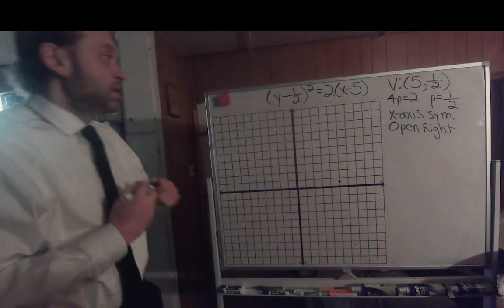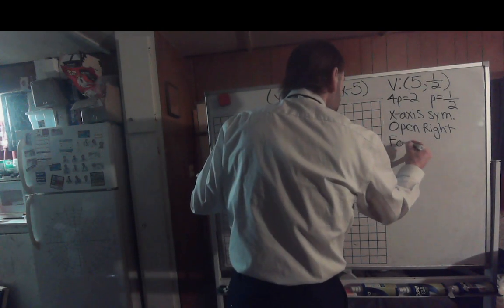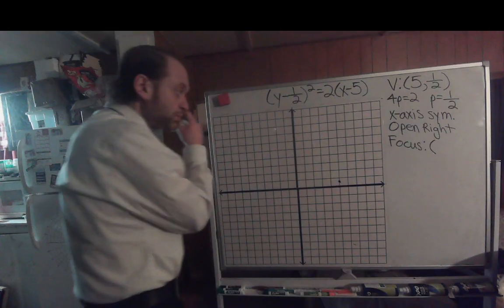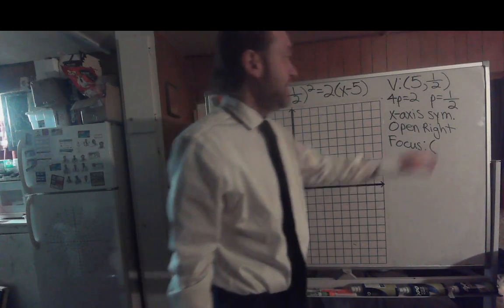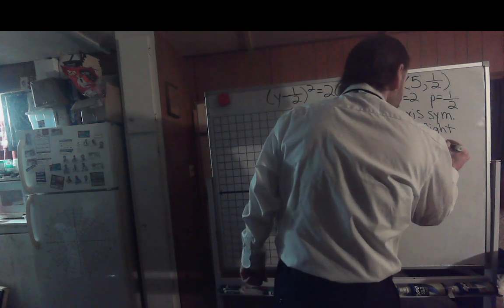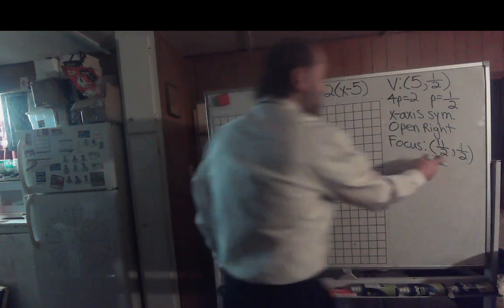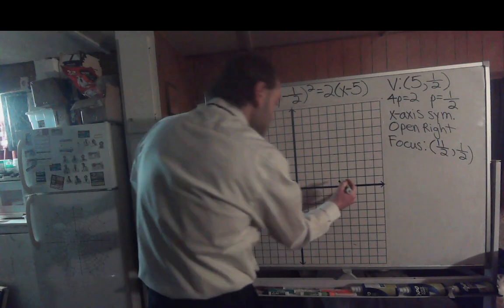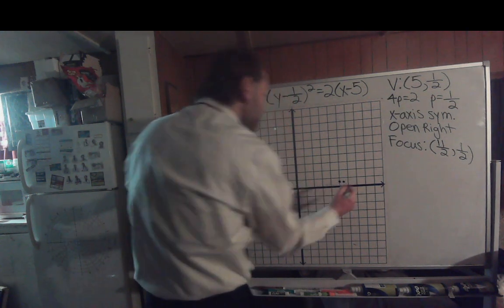Okay. Now we need to find the focus. So let's go ahead and find the focus. So it's got x-axis symmetry, that means we need to add 1/2 to our x-coordinate. You would get 5½ or 11/2, and then you leave your y-coordinate of 1/2 alone, so your focus is at 11/2, 1/2. So 5½, 1/2 for your focus, which means we need to find the directrix.